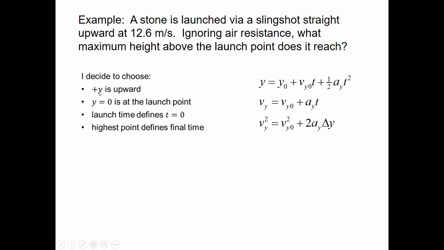Let's decide to choose plus Y is upward, and we'll take, just for simplicity, Y equals 0 to be by definition where it's launched from. I don't have to choose that, but it seems reasonable and simple. And also for simplicity, the time when it is just released from the slingshot, we'll call that by definition t equals 0. And the final time is going to be defined by when it reaches the highest point. So t equals 0 is right when it's released from the slingshot. T final, which we'll just call t, is the time after that when it reaches the highest point. Okay?